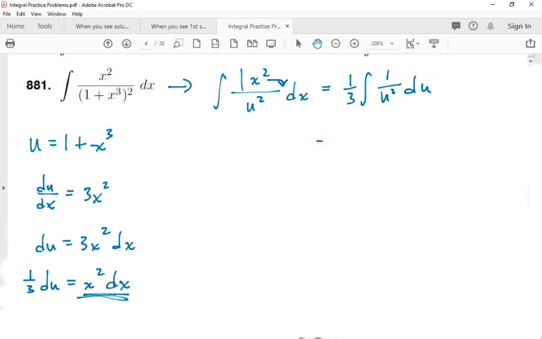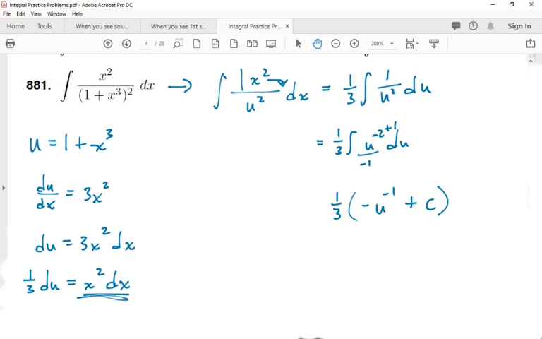Okay? So this is how I think. u to the negative 2 du, and then I'm doing my antiderivative of this. I'm going to add 1 and then divide by, I guess that would just be a negative 1, right? Okay, so I have 1/3 times negative u raised to the negative 1 plus c. That's what I get when I do my antiderivative.